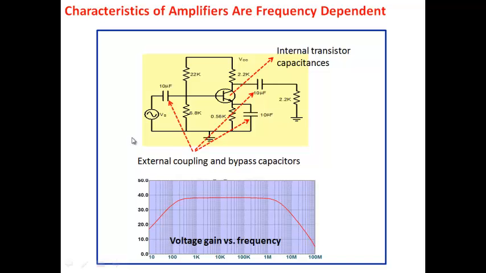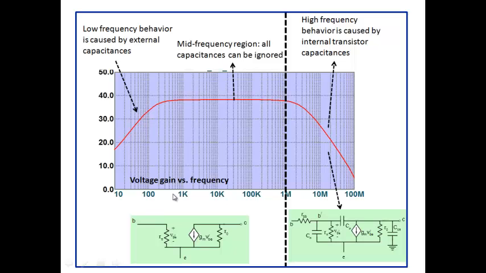Then the other thing is that characteristics of amplifiers are frequency dependent. It's just a collection of slides taken from the course here. These are the capacitors, external and internal. And we had this figure here. Low frequency behavior is caused by all the external capacitances. Midband, this is the main frequency band that is of interest to us. And these are all the internal transistor capacitances that matter, and an appropriate model has to be used. So in this entire region, we have the simple model here. And in this region, we have our high frequency model here.